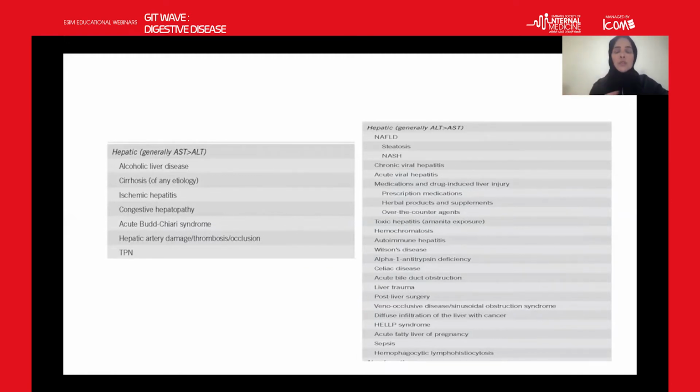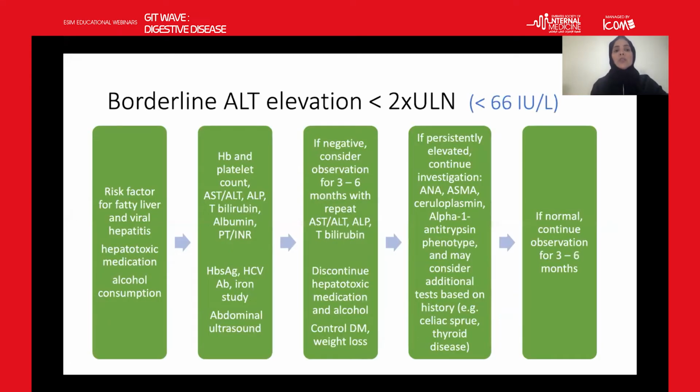And I'm sure everyone knows all this, so I will not be talking about them specifically. We'll just talk about the strategy. So if it is a borderline ALT elevation, this means 2 times upper limit of normal. So the level in your reference lab will be 66 international units per liter or less.